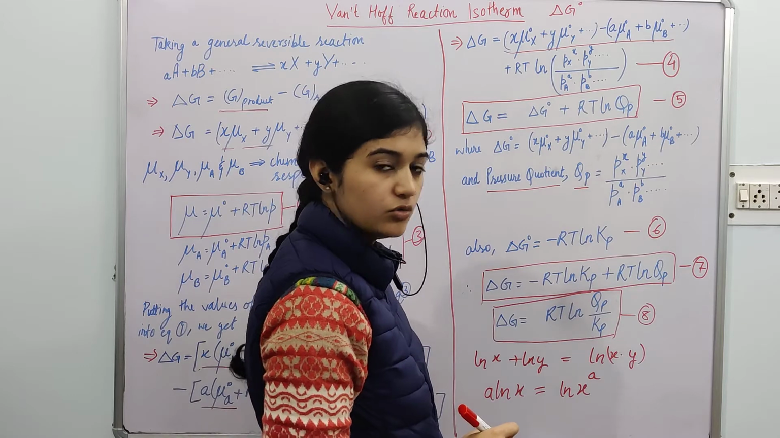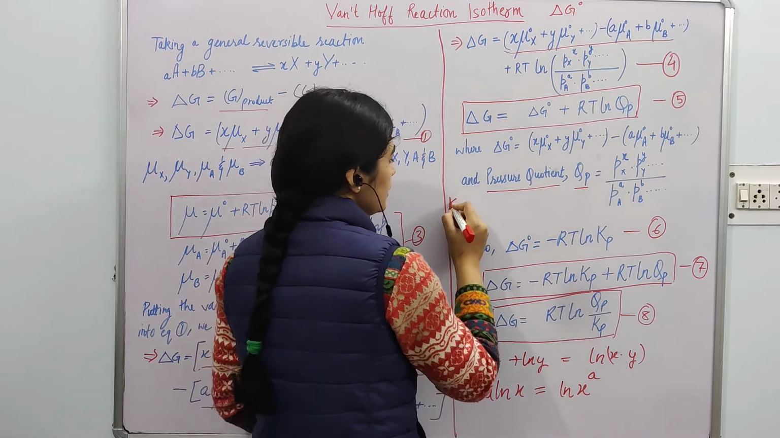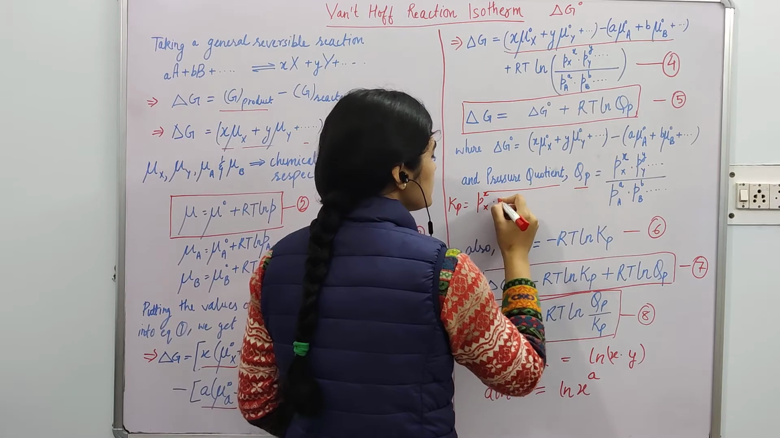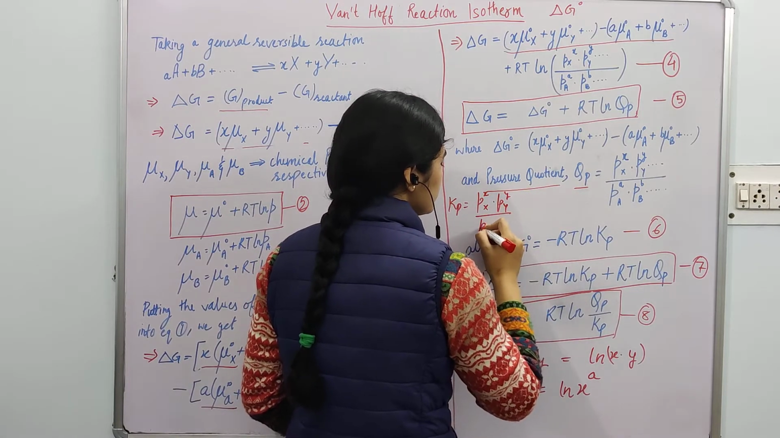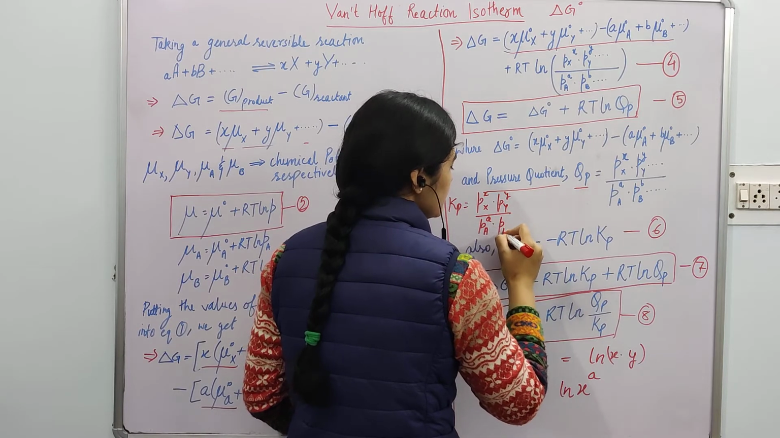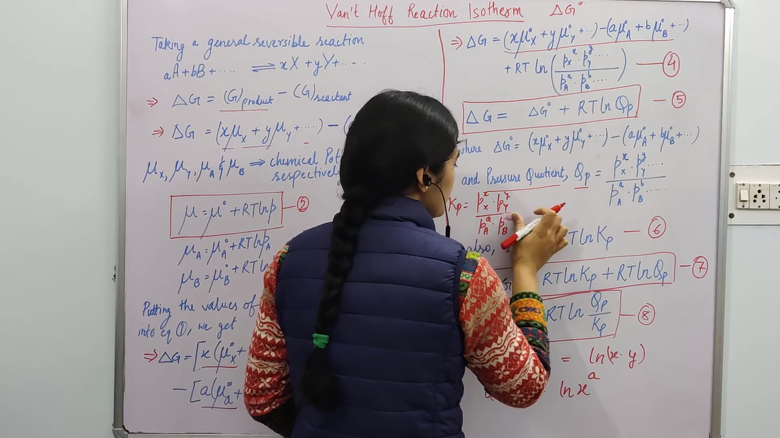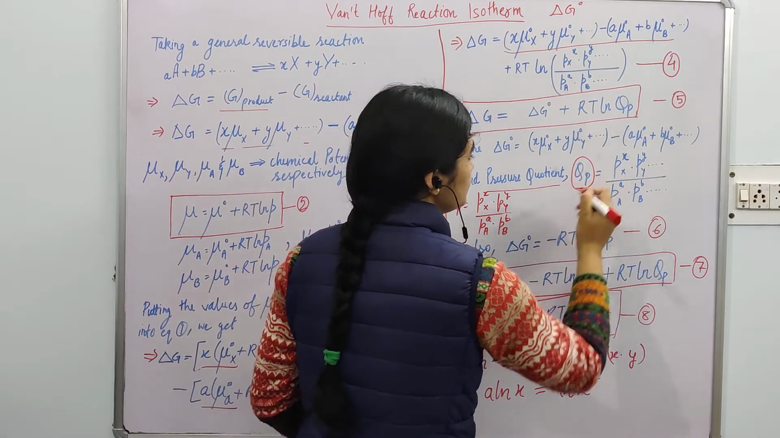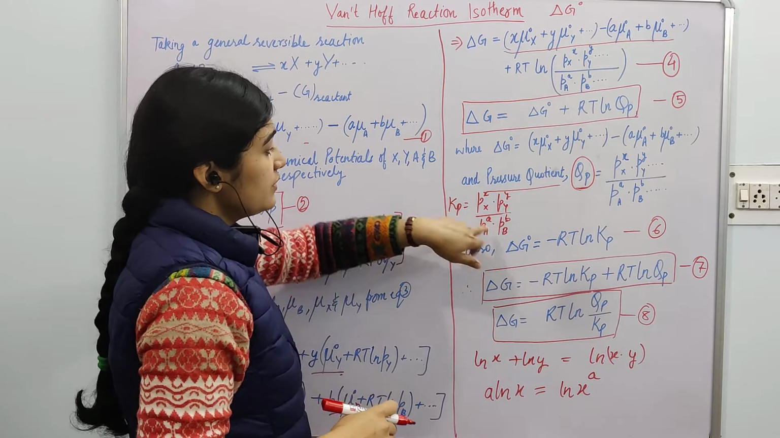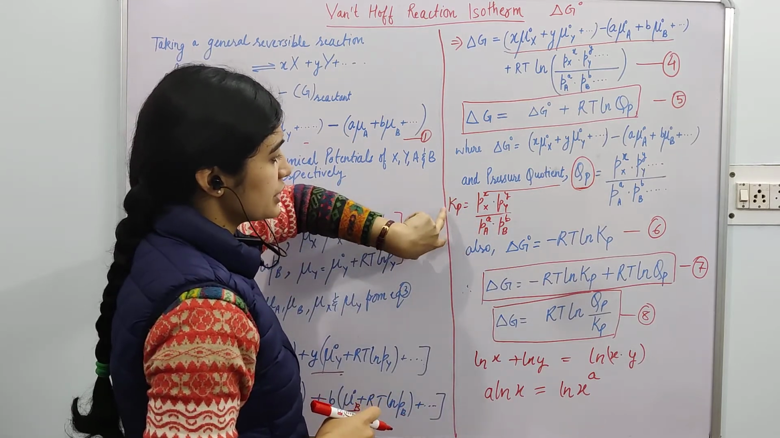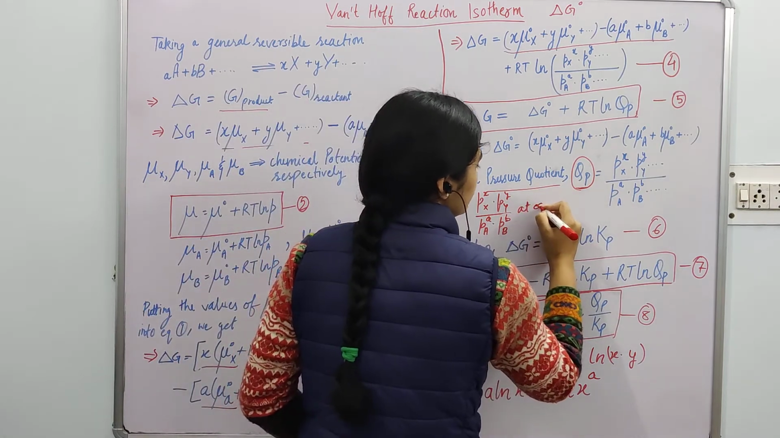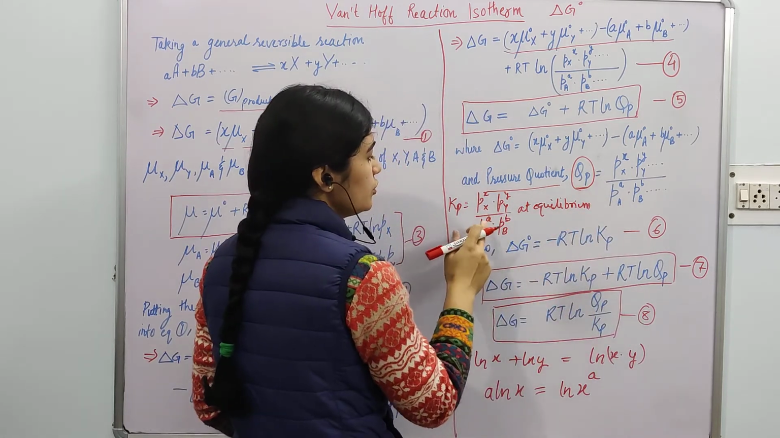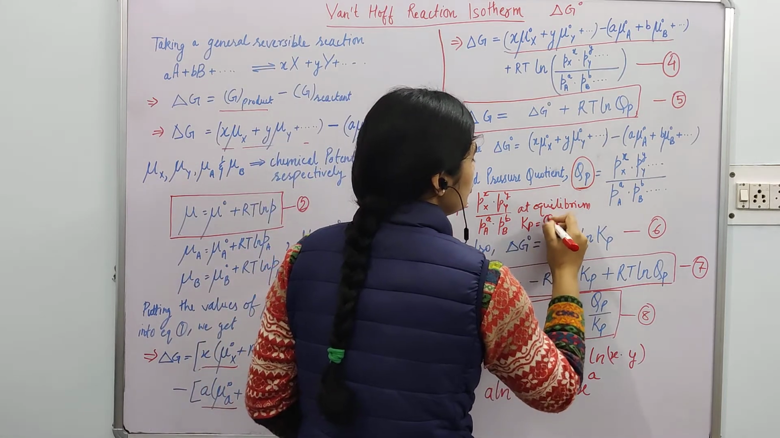Now some of you might have a doubt from the previous class where we have written Kp is equal to the product of partial pressures of the products divided by the product of partial pressures of the reactants. This derivation you have done previously. So some of you might have a doubt about why instead of Kp we are writing Qp. So I'll explain why. When we were writing this, it had a condition of equilibrium. At equilibrium, your Kp is equal to this, or you can say your Kp is equal to Qp.